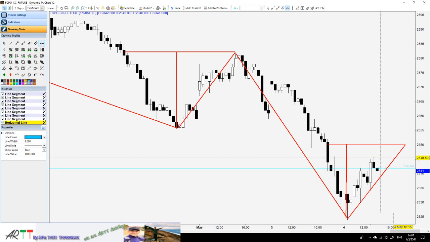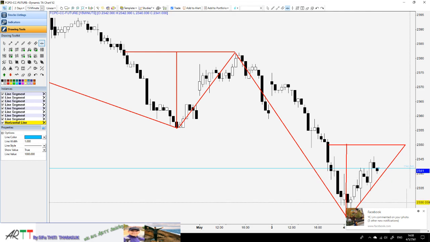That means we support here to become center. We support here to become action, and we support here to become reaction. We wait for this to show us the reaction. If the reaction makes this pattern a strong reversal down, we may apply this for entry and put stop loss here.